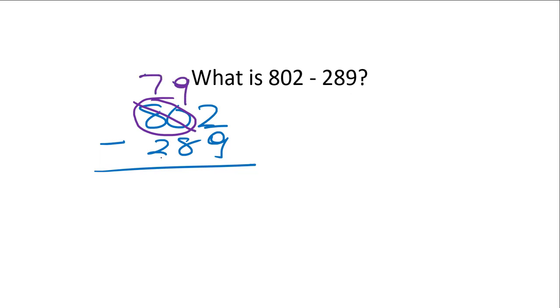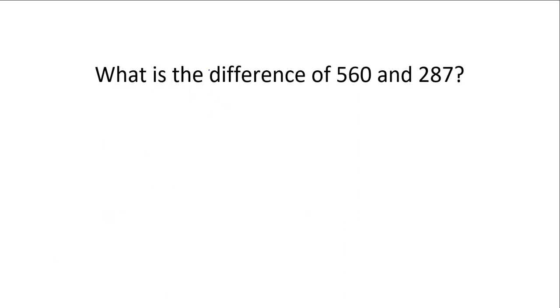The 7 is in the hundreds place, the 9 is in the tens place. You take what you just borrowed from the 80 and you give it to the 1. So now we have 12 minus 9. 12 minus 9 is 3, and 9 minus 8 is 1. 7 minus 2 is 513. Make sense? Great. Now they're asking me, what's the difference?